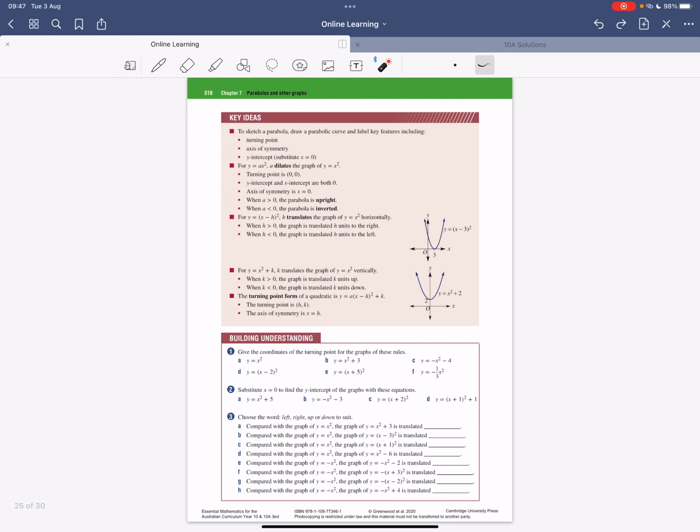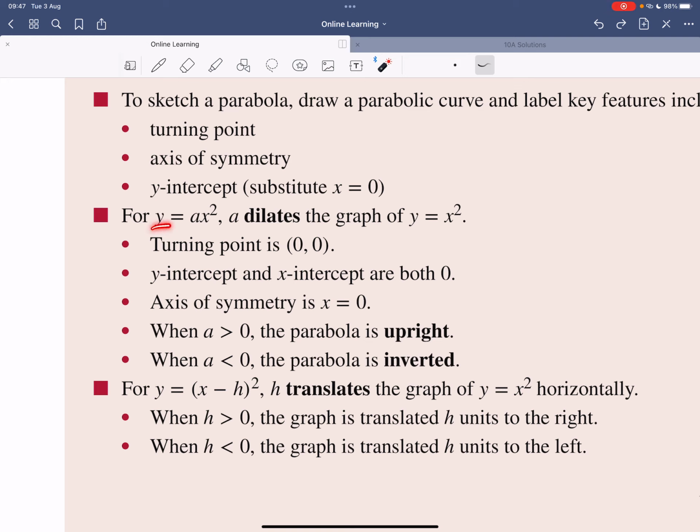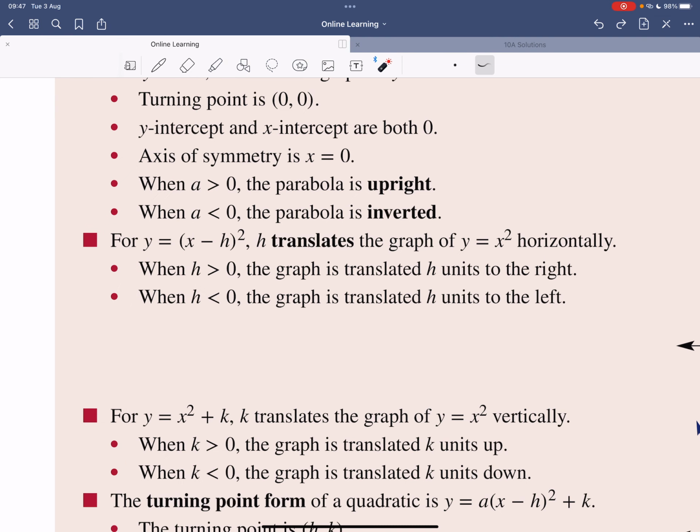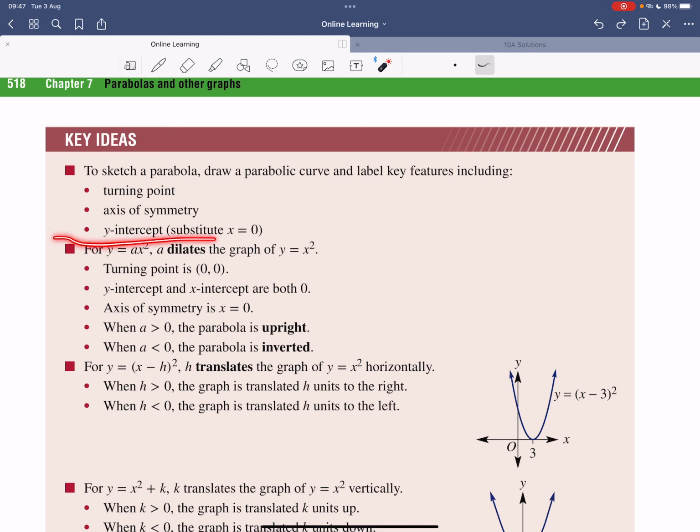So here are the key ideas. Instead of just reading all of the key ideas in one go, we'll look at some example questions, because parabolas can have different looking quadratic functions, and one of them is this particular function here, y equals ax squared. Another one is this one. There's actually quite a few, and even this one as well. Okay, so let's look at individual cases first, but there are key ideas for all of them.